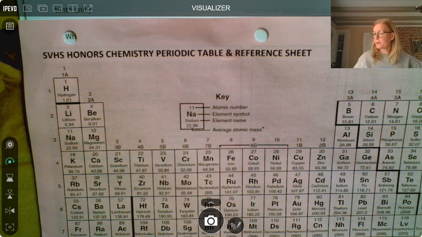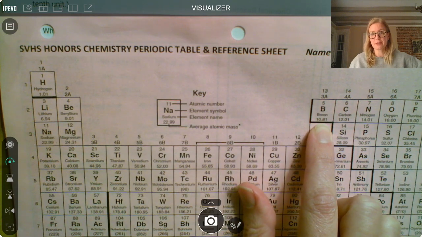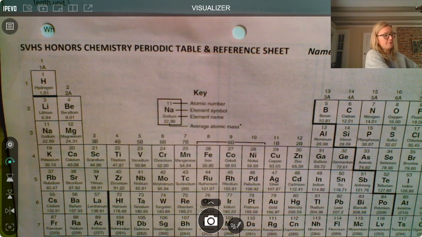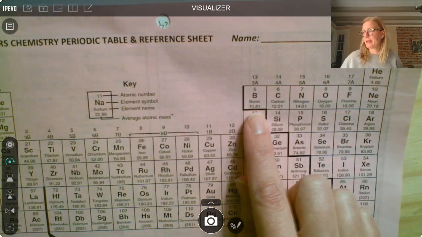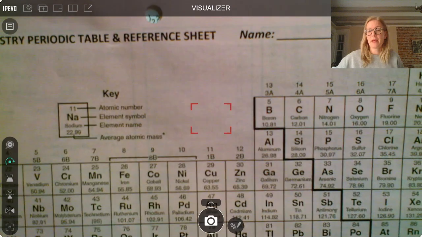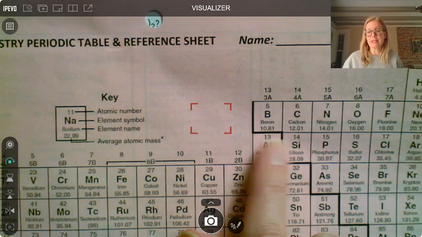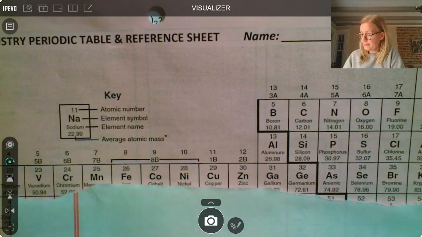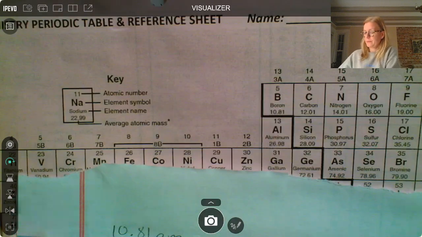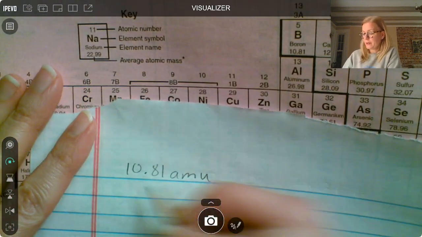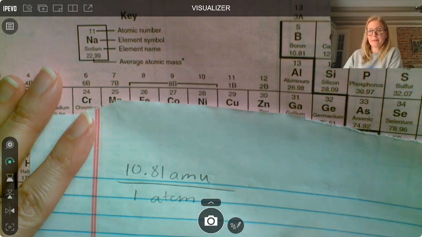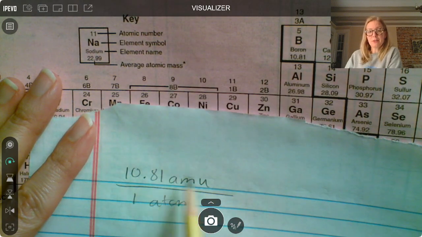So up until this point, this number at the bottom of each square on the periodic table, we've called it the average atomic mass. So it's the average mass of all of the isotopes of a given element. So for example, boron's average atomic mass is 10.81, and the unit for average atomic mass is AMU. Okay, so for boron, there is 10.81 AMU for every one atom of boron. So you could say 10.81 AMU per atom.